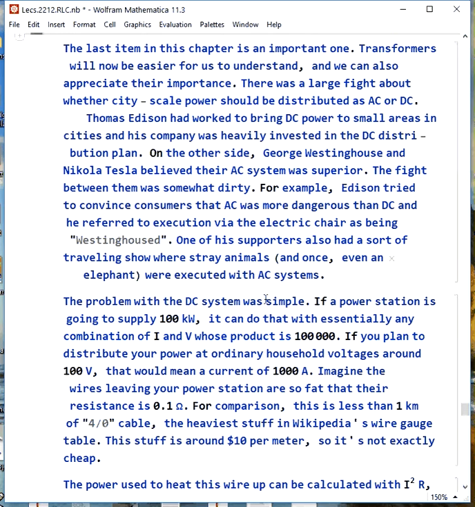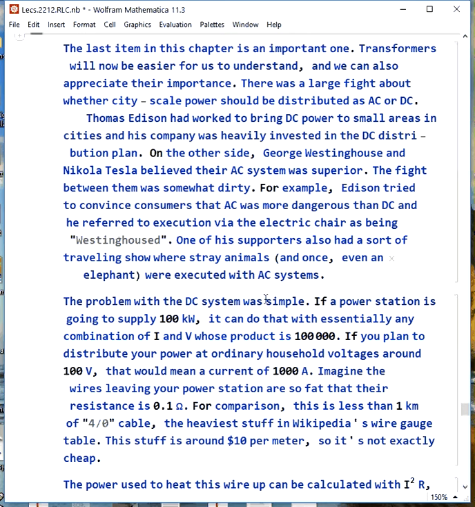There was, over 100 years ago, a large fight about whether city-scale power should be AC distribution or DC distribution. Thomas Edison had done a lot of the invention and financing necessary to bring DC power to small areas in cities and even individual houses that were really more like mansions. And he was very heavily invested in DC distribution. The other side of that debate was George Westinghouse, who was the money guy, and Nikola Tesla, who was the scientist. They believed AC was a better way to do it. And the fight got kind of dirty between them.